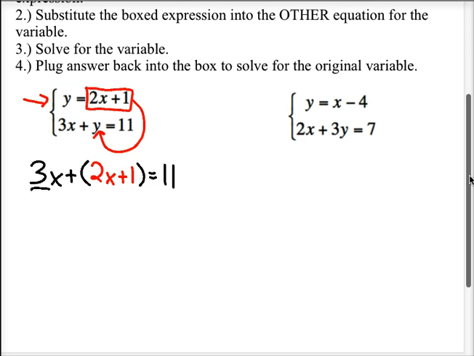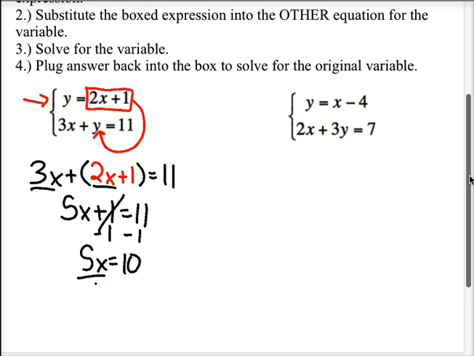So I'm going to take 3x plus 2x. That's going to give me 5x. I'm going to subtract the 1 from both sides and divide by 5. So I get an x of 2.